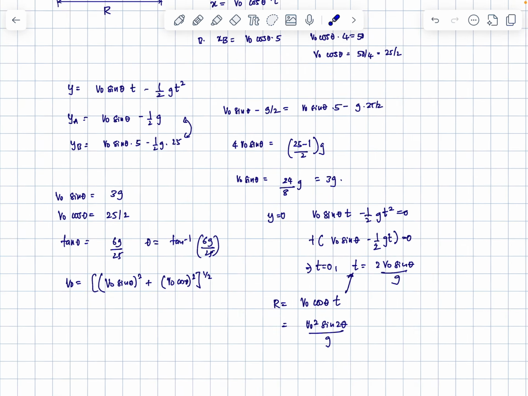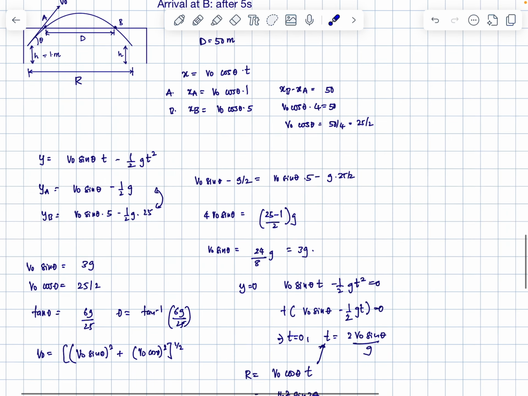I hope this will convince you that these problems are not difficult, and they just need to be attacked in a certain way and thought through in a very elegant and simple manner. And I hope this will give you a good understanding of what projectile motion actually means.